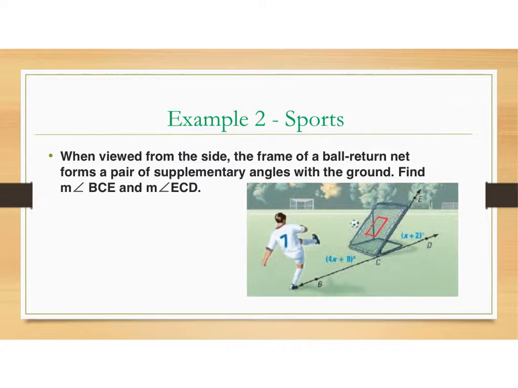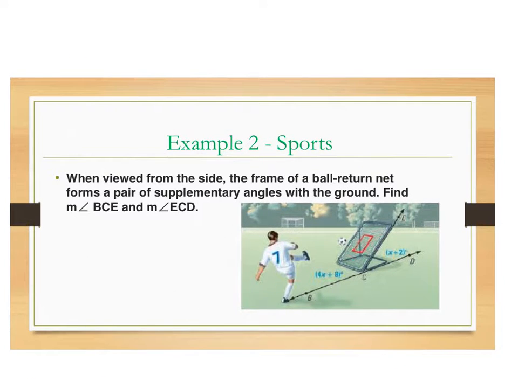Excellent. Okay, we know that supplementary angles, when we add the two angles, they equal 180 degrees. So we are going to write our algebraic equation, and we're going to put the 4x plus 8 plus x plus 2, and it's going to equal 180 degrees because they said they were supplements. Okay, now I need to solve for x. What do I need to do to solve for x? What can I group together?